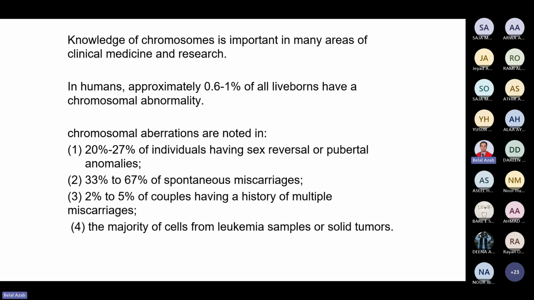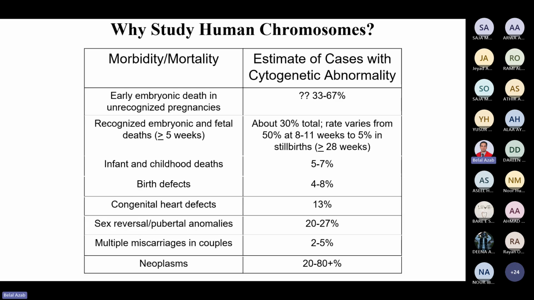5% of couples who have a history of multiple pregnancy loss or multiple miscarriages is due to chromosomal anomalies. The majority of cancers, even liquid cancers or solid tumors, are driven by chromosomal anomalies.